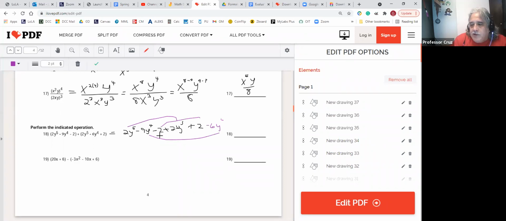So 2y to the fifth plus 2y to the fifth is equal to 4y to the fifth. Y to the fourth, this is also y to the fourth, it just didn't come out well. So it's a negative 9 and negative 6 y to the fourth. And then negative 2 plus 2 is 0, so this is all we got left on that.